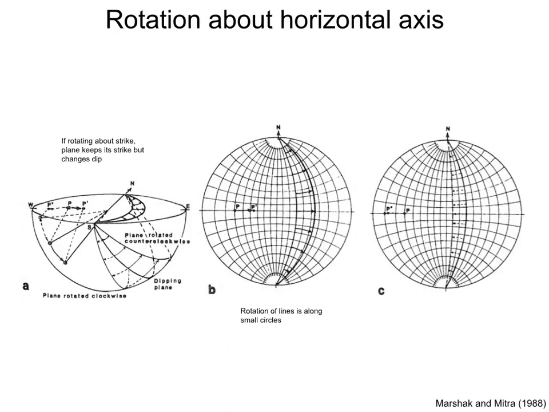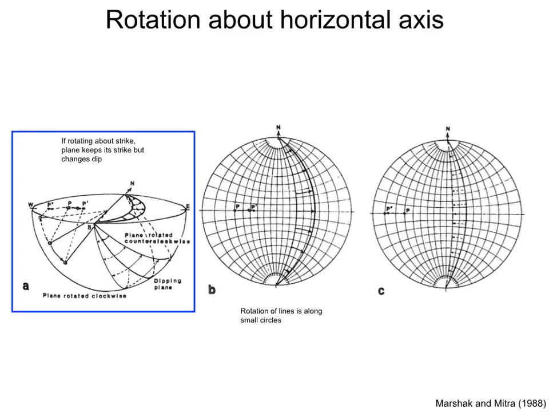The second type of rotation we can do on a StereoNet is a rotation about a horizontal axis. This is illustrated in this figure. Figure A shows this type of rotation in 3 dimensions. About the strike line of the plane, which is north, we can rotate the plane counterclockwise or clockwise. If we rotate counterclockwise, the plane decreases in dip. If we rotate clockwise, the plane increases in dip. Note that in both cases, the strike of the plane remains the same.